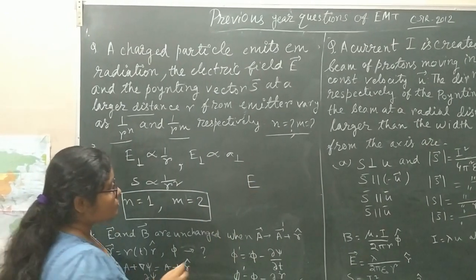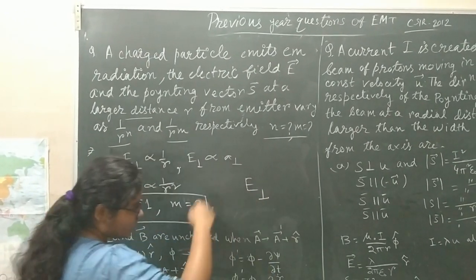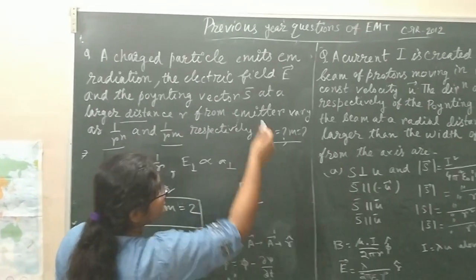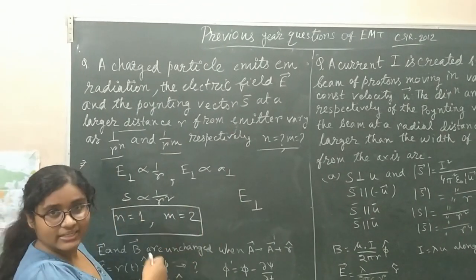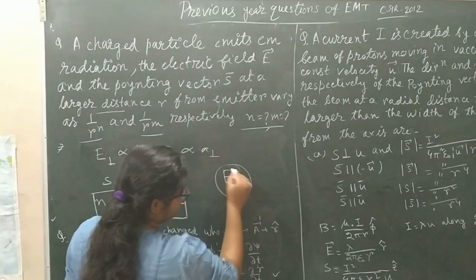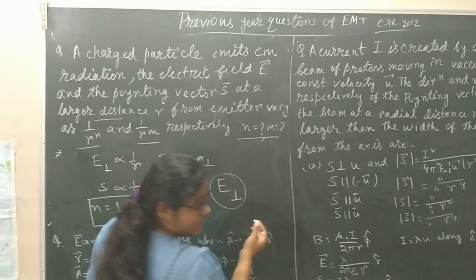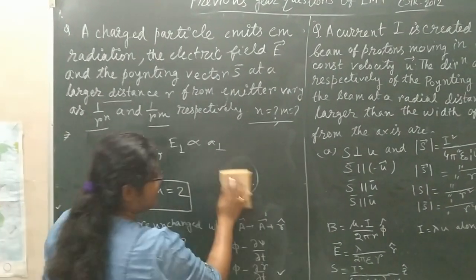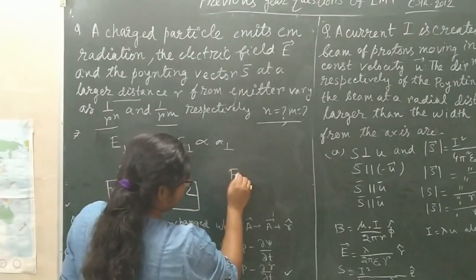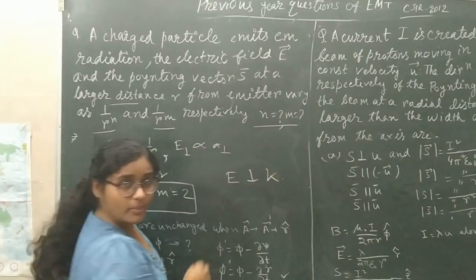The electric field lines will be due to the electromagnetic radiation, and the responsible electric vector component will be E perpendicular, that is the perpendicular component of the electric field. Why is it so? Because from Maxwell's law we also know that E is perpendicular to the direction of propagation.